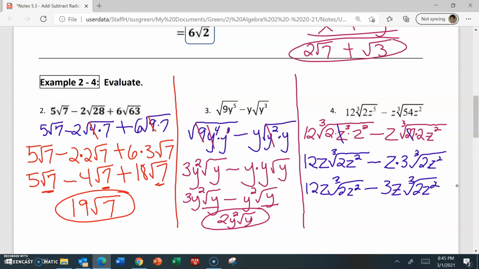So 12z cube root 2z squared minus 3z cube root 2z squared gives us a final answer of 9z cube root 2z squared. All right? And that's kind of the basics. I mean, there's really not much else we're going to do.